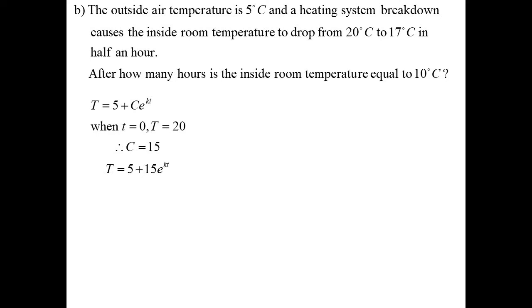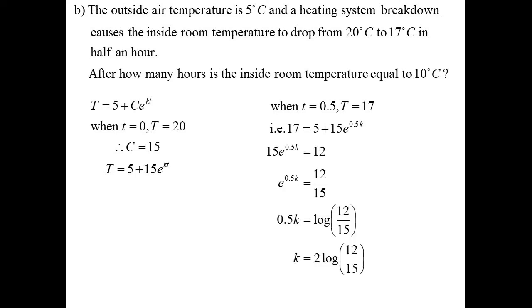We can now work out the constants, because they told us that after half an hour, T was 17. So let's sub that in. Make k the subject. Move the 5 over, do a division, log both sides. There's the exact value, 2 log 12 on 15. I'll store that number in my calculator. I don't want to keep writing it down, so I'll just keep writing k in my calculations.